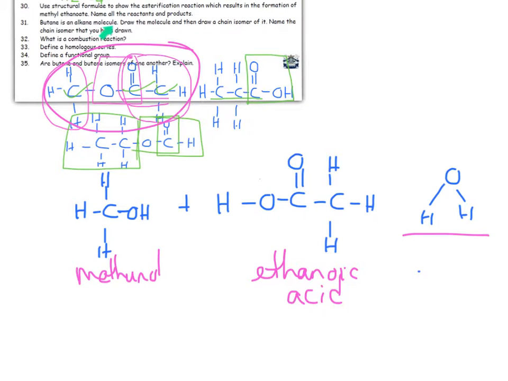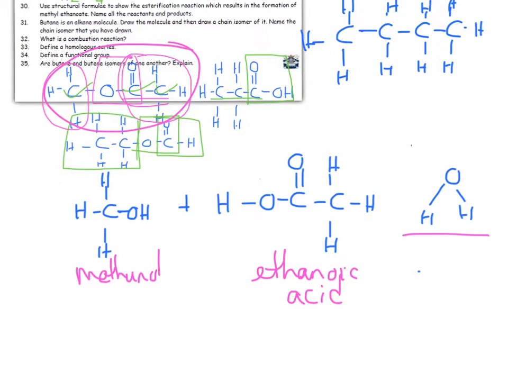Butane is an alkane molecule. Draw the molecule and then draw a chain isomer of it. Name the chain isomer that you have drawn, so you have to alter the chain. So let's first draw some butane out. So here's butane, 4 carbons along over there, and it's all single bonds.